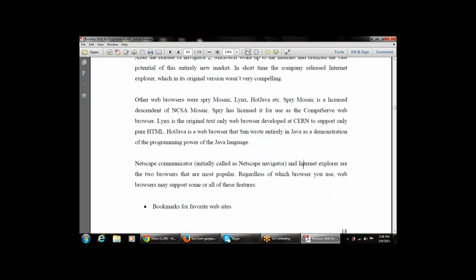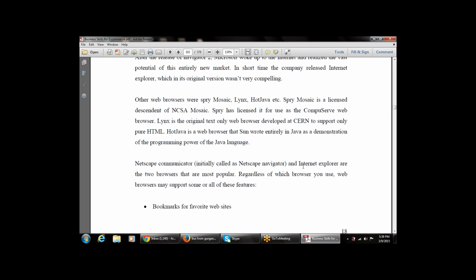Regardless of which browser is used, a web browser may support some features. So what are the features a web browser may support if I want to search for any information over the internet? Bookmarks for favorite websites. Suppose I need two or three websites that are commonly used on a daily, even hourly basis. So I have to provide bookmarks for the favorite websites. That is a main feature of any web browser.